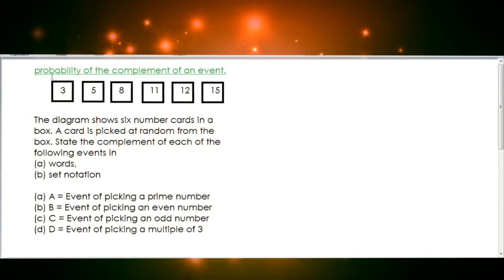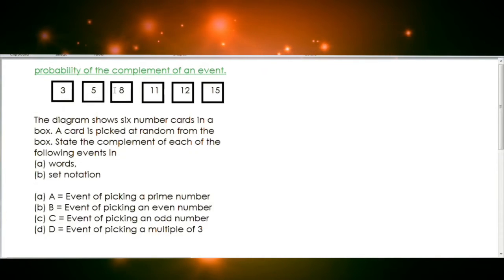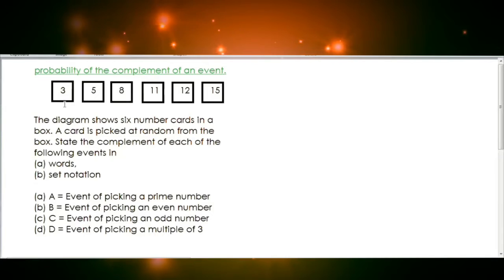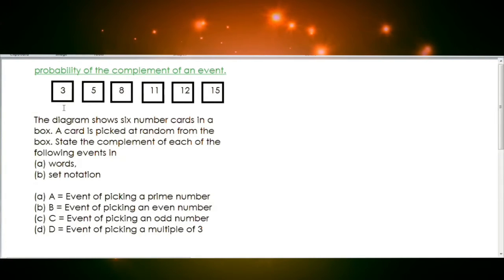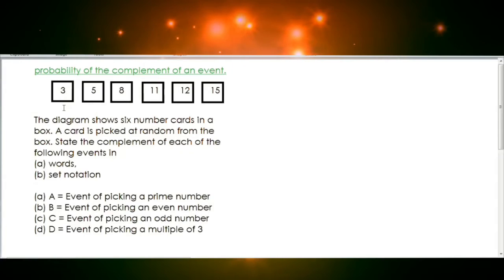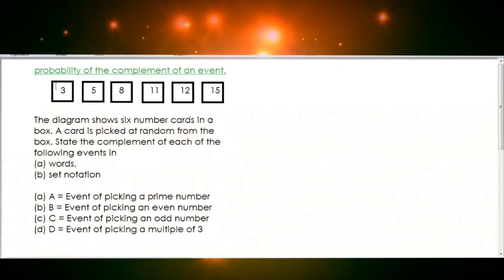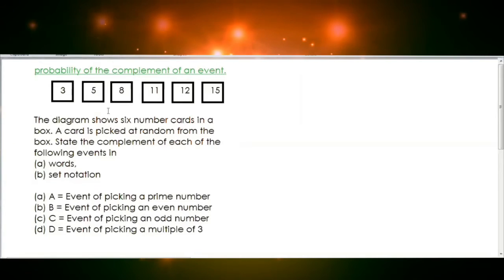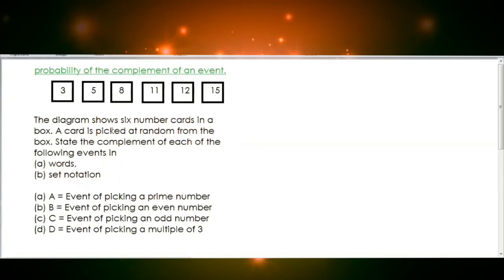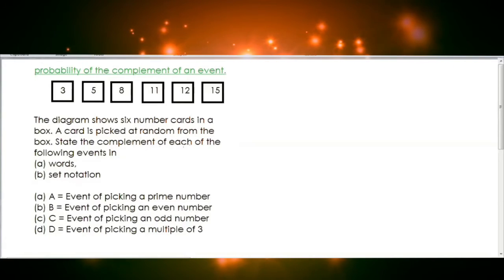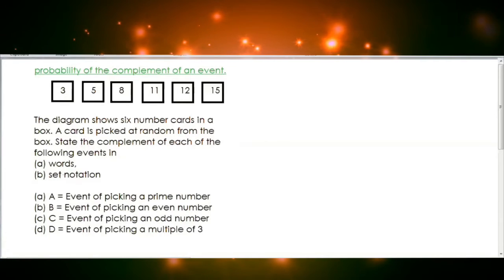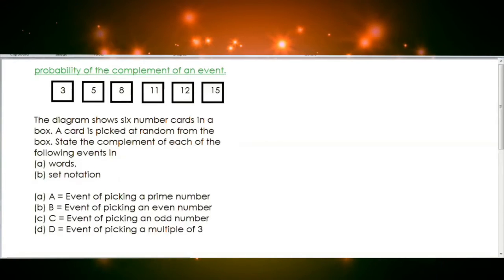For this question, we need to know the probability of the complement of an event. The complement of an event is the set of all outcomes in a sample set that are not included in the outcome of an event A. For example, let's look at this question. The diagram shows 6 number cards in a box. A card is picked at random from the box. We need to state the complement of each of the following events in words or set notation.